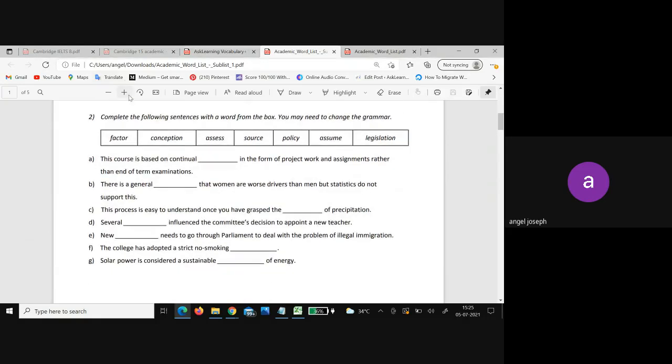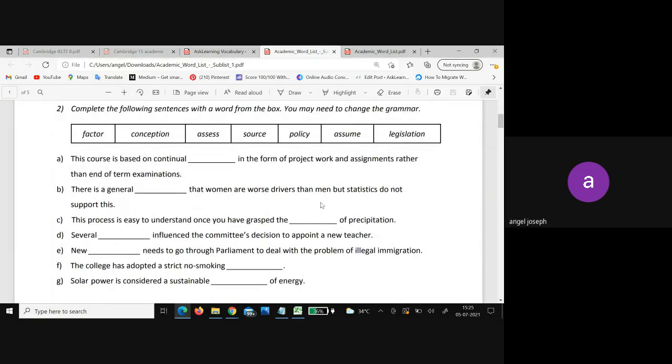We've got a quick exercise here, and we'll see how much we can use our vocabulary and how much our understanding is here. We've got a few words here: factor, conception, assess, source, policy, assume, and legislation. We've got A to G, that is seven sentences and seven words. I would like all of you to take 5 minutes. I'll do the first one for you. What word suits these fill in the blanks? You can change the form of the word. So let's see the first one.